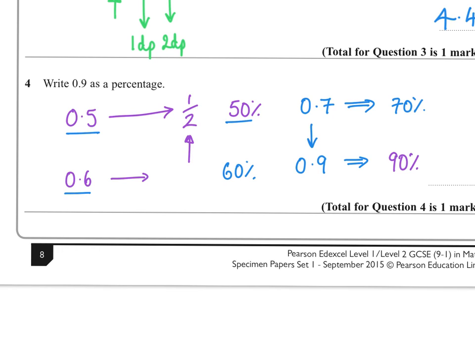Okay, so that's just a little explanation of how that question can work. There's many different ways of looking at percentages, but I think that's an easy way into the question that will help you understand why 0.9 is indeed 90%.